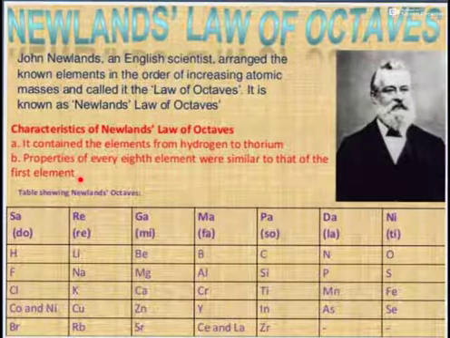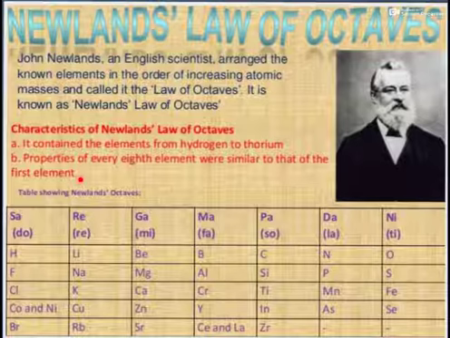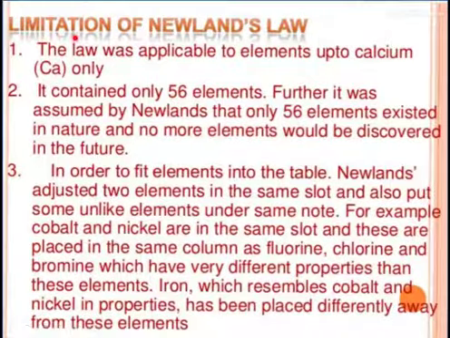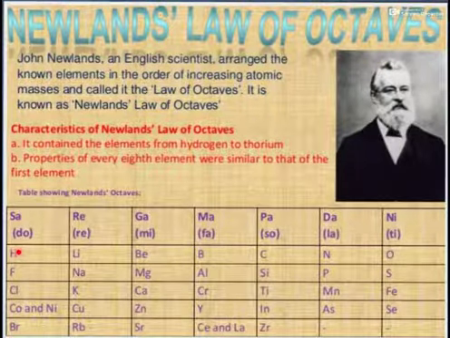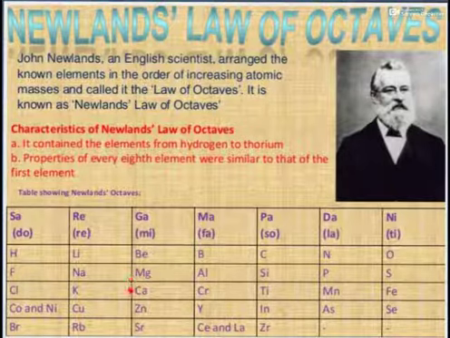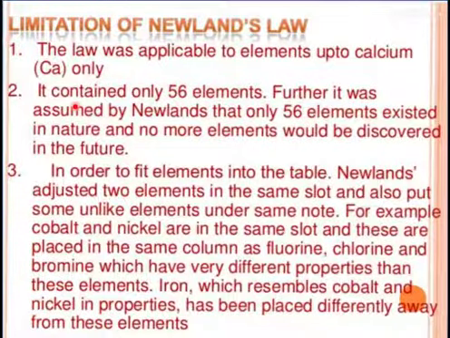Remember, we are discussing the earlier attempts at the classification of elements. Now we will find out why this kind of classification was not applicable. So, the limitations of Newlands' law. The law was applicable to elements up to calcium only. That means that the property of the first one being repeated by the 8th one was applicable only up to calcium. Calcium has atomic mass 40, so only till atomic mass 40 was this method applicable.